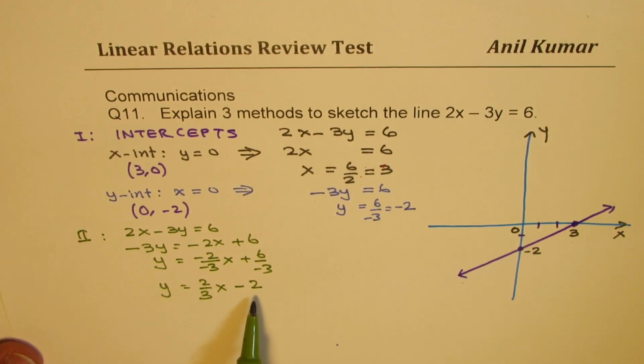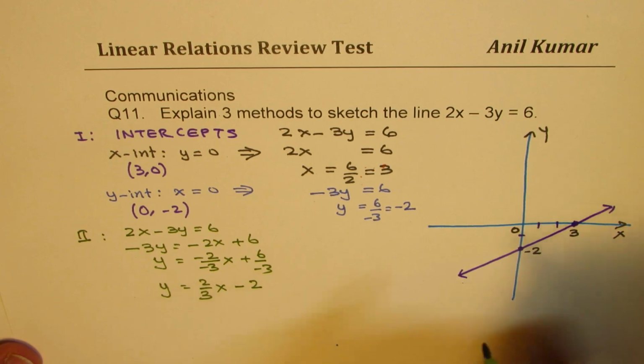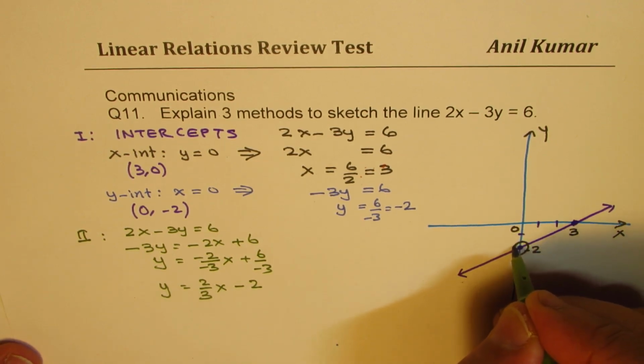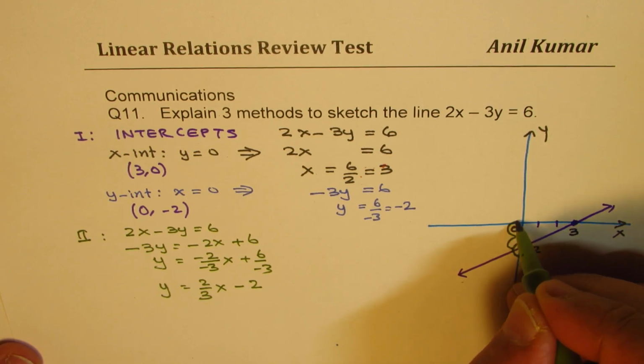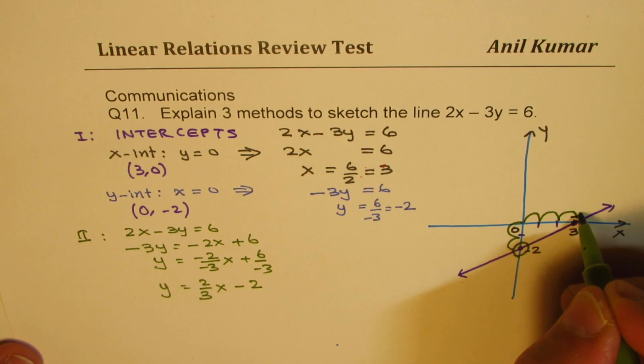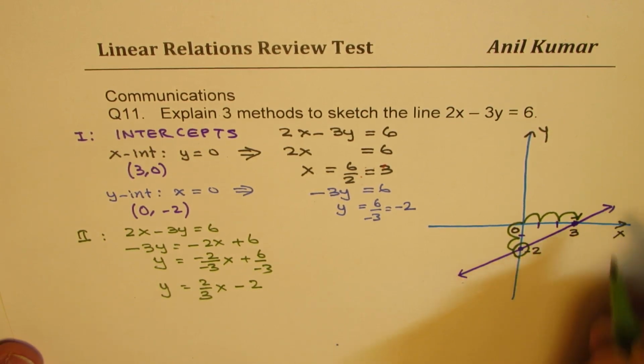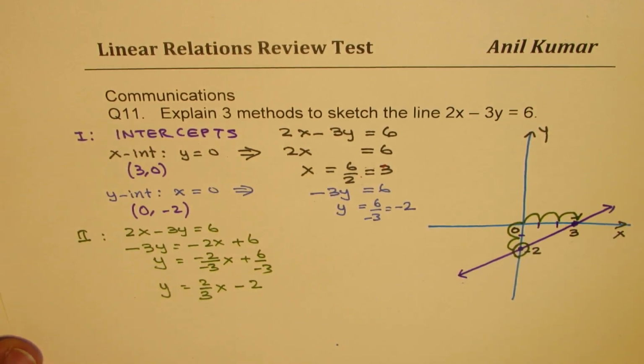Now we know that minus 2 is our y-intercept. So that is the point minus 2. Slope is 2 over 3, so we'll go up 2, right? That is rise 2 and run of 3. 1, 2, 3. You reach this point, join them, get your line. You get the same line. Perfect.